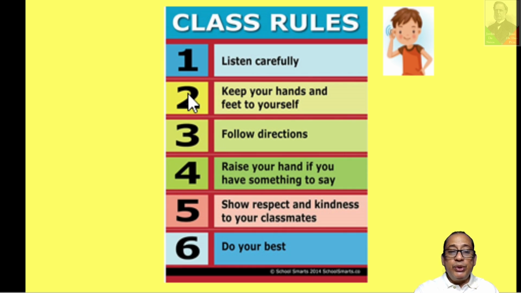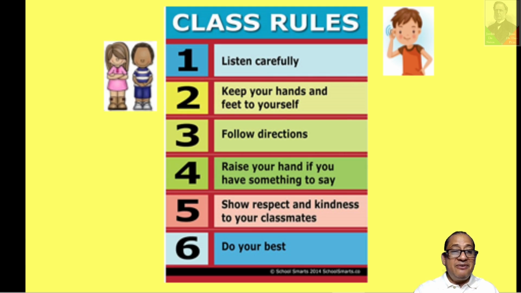Number two. Say, number two, keep your hands and feet to yourself. Mantén tus manos y tus pies quietos. Okay? This is the reason the girl has crossed arms and the boy has his arm holding on his lap, okay, and their feet are put together, okay.